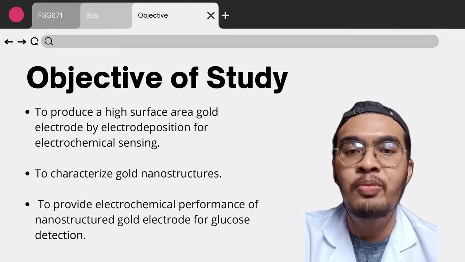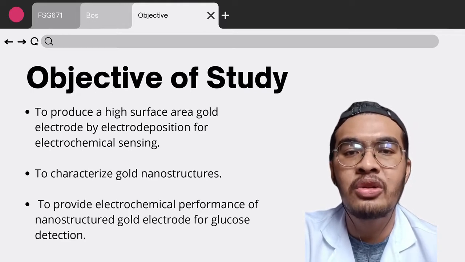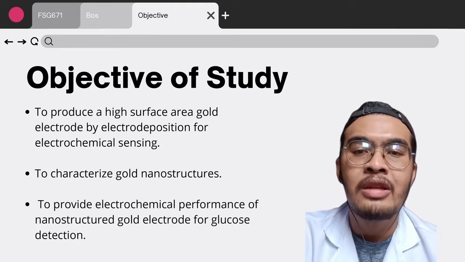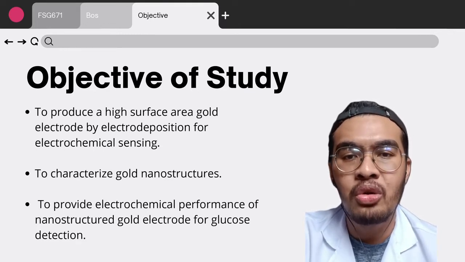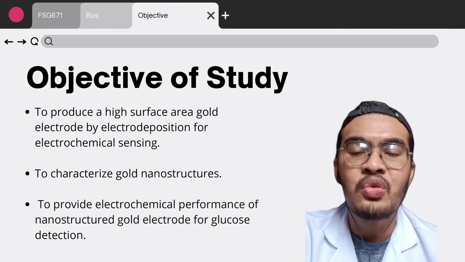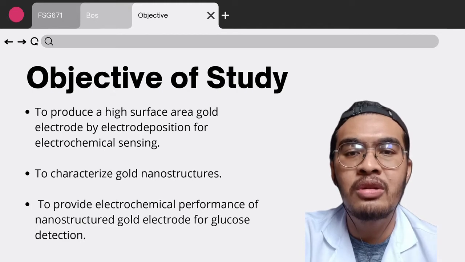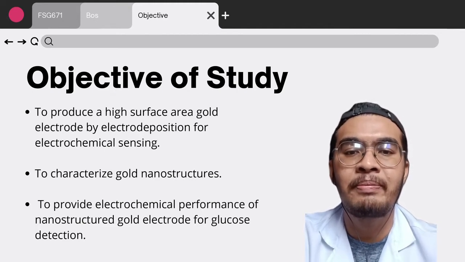The first one is to produce a high surface area gold electrode by electrodeposition for electrochemical sensing. The second one is to characterize gold nanostructures. And the last one is to provide electrochemical performance of nanostructured gold electrode for glucose detection.